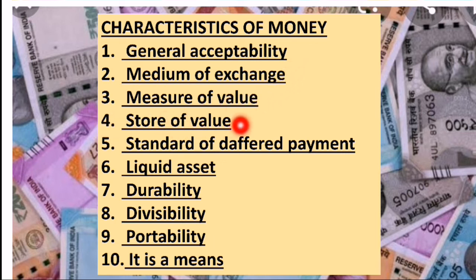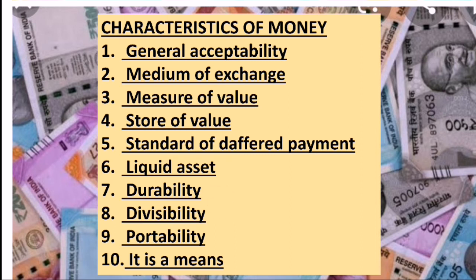Then it is a measure of value. It is assigning value to various things, to cloth, to tomatoes, potatoes, etc. It is assigning some value, so it is a measure of value. Then it is also a store of value, because you can store money for a longer period. It is a standard of deferred, that is future, payments. It is a liquid asset, because in return of that you can get anything that you want. It has durability, it has divisibility.